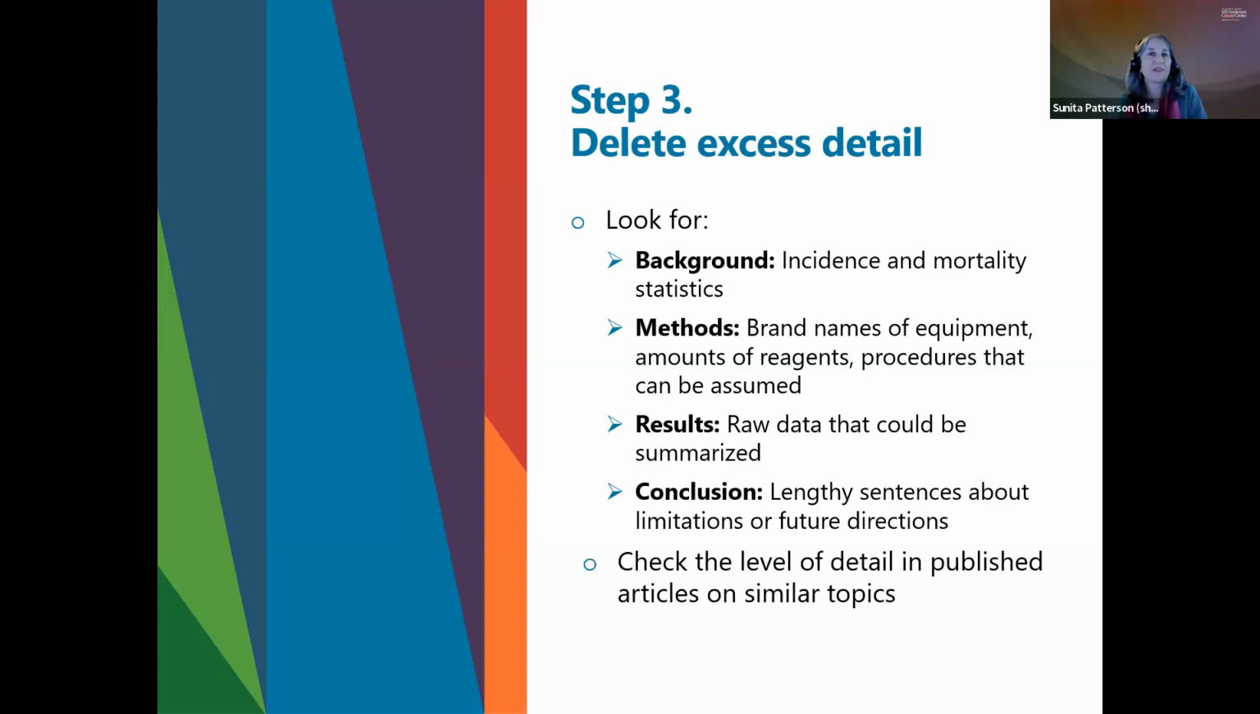And one way you can think about what level of detail is appropriate is to look at very respected journals in your field and look at articles similar to the type of work that you're doing and pay attention to the level of detail that's reported in the abstract. That's a good way to get an idea of whether this information is necessary, or can it be saved for the main article?